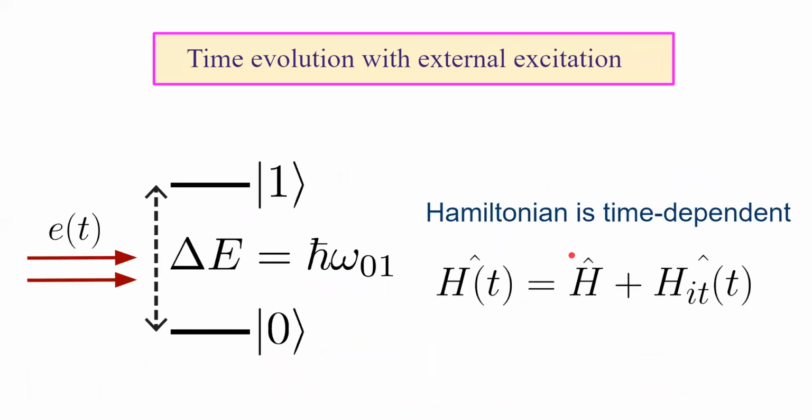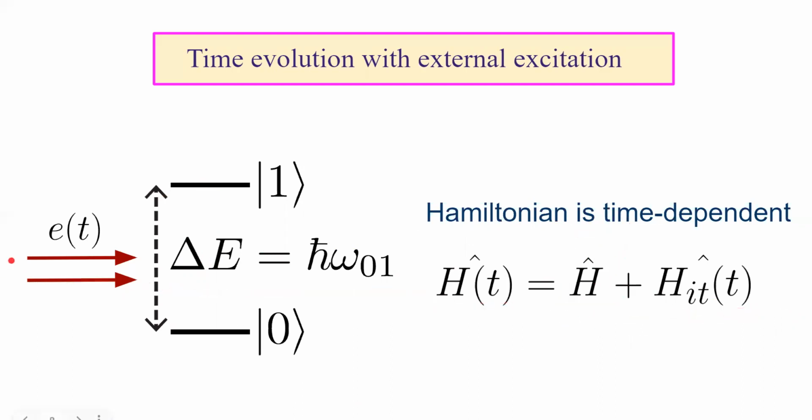Now, the interesting aspect of this two-level system comes into the picture when you excite it by a time-varying pulse, having frequency which is sort of close to the frequency of this energy gap. In that case, the Hamiltonian no longer remains independent of time. It is now time-dependent. There is now a summation of two different Hamiltonians. This Hamiltonian is the free Hamiltonian which we had in the driveless case, and this is the interaction Hamiltonian.